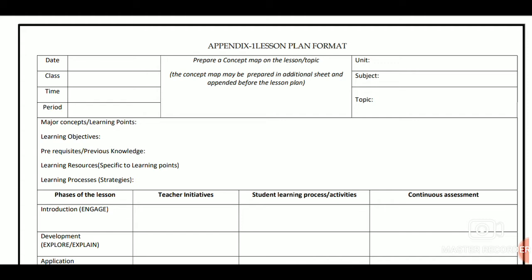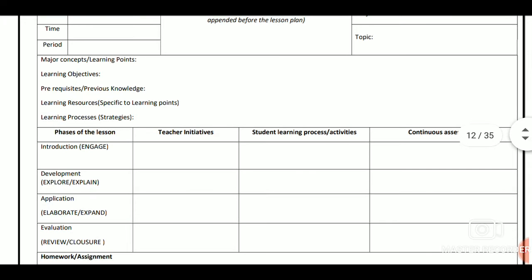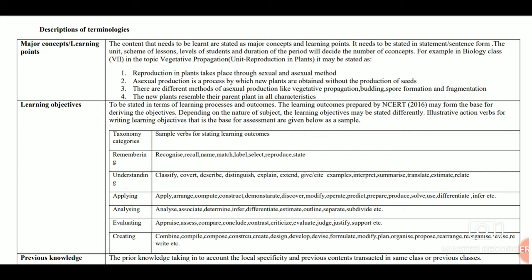Now, first of all, we need to write the date, class, time, and period on which the particular class is going to be held. Then on the right side, we need to write the unit, subject, and topic. Then come the various details like major concepts, learning objectives, and all that. For understanding the various terminologies, we need to look into this.